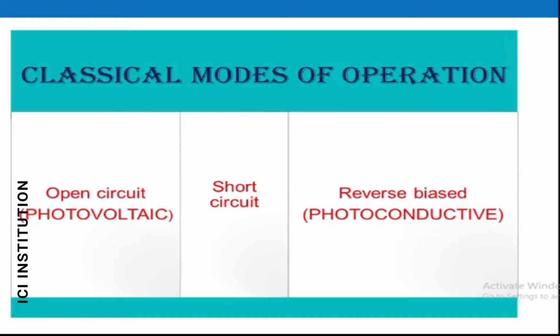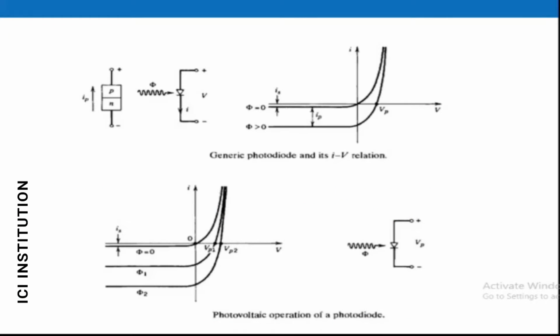In the open circuit mode, the light generates electron-hole pairs in the depletion region. The additional electrons on the N side of the layer recombine with the holes on the P side, and vice versa. The net result is an increase in the electric field, which produces a photovoltage Vp across the device that increases with increasing photon flux. This mode of operation is used in solar cells. Here we can see the generic photodiode and its IV relation, and then the photovoltaic operation of a photodiode.